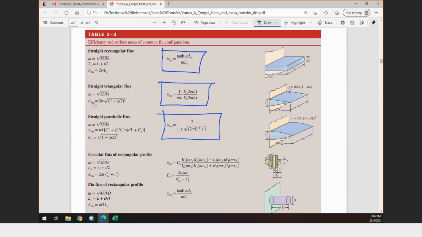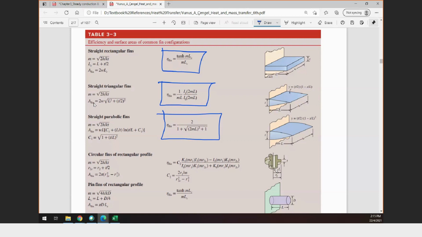What is h? h is the convection coefficient. k is the thermal conductivity of that particular fin. t is the thickness. Okay, Lc, remember Lc, what is Lc? Lc is the corrected length, required in order to assume that the tip is exposed to the convection condition. Okay, and from here you can calculate the fin area.